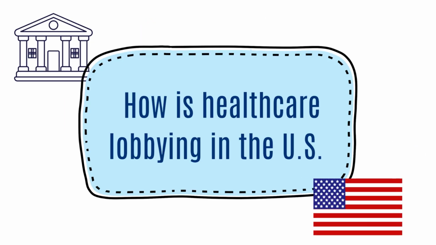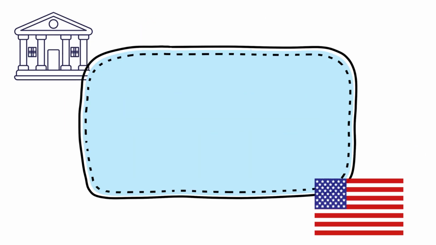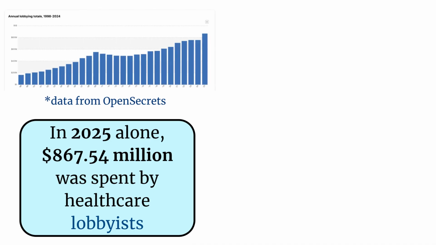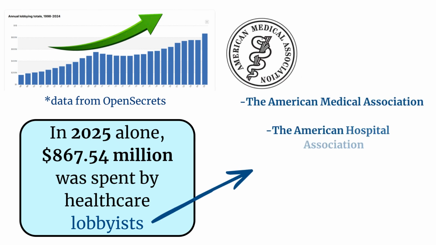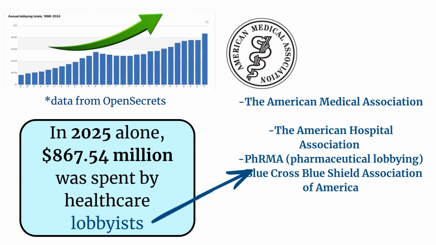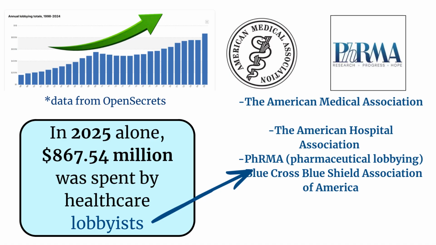Let's explore how exactly lobbying impacts healthcare in the United States. According to Open Secrets, $867.54 million was spent by healthcare lobbyists in 2025, making it one of the nation's largest sectors. Big groups include the American Medical Association, the American Hospital Association, PhRMA, the largest pharmaceutical lobbyist, and the Blue Cross Blue Shield Association of America.